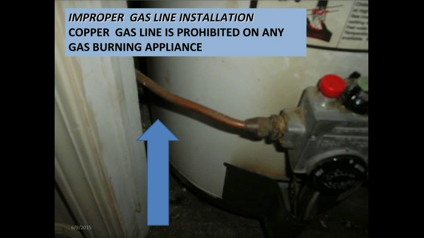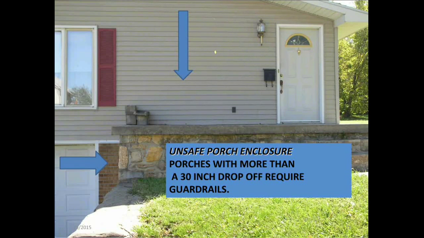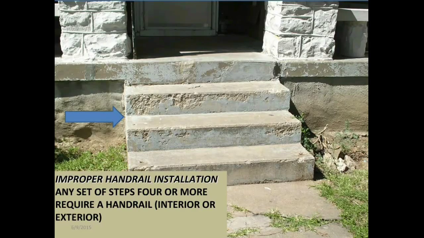Improper gas line installation. Copper gas line is prohibited on any gas burning appliance. Refer to the 2009 Uniform Plumbing Code, Metallic Tubing. Unsafe porch enclosure. Porches with more than a 30-inch drop-off require guardrails. Refer to the 2009 International Property Maintenance Code, 304.12, Handrails and Guards.